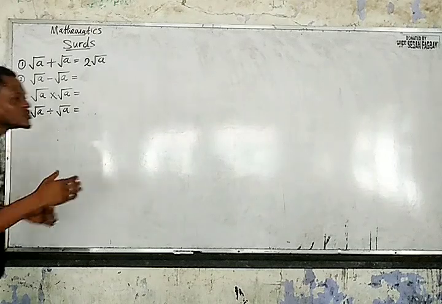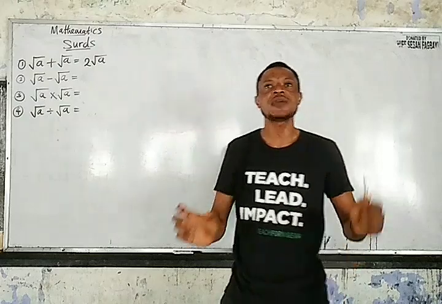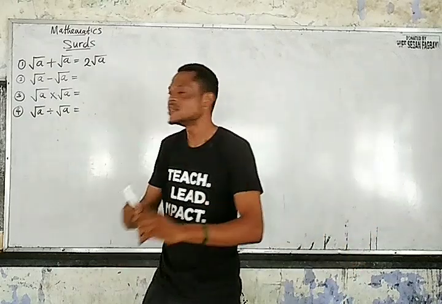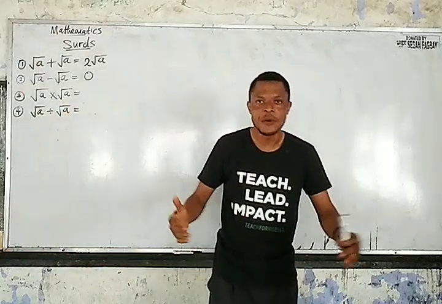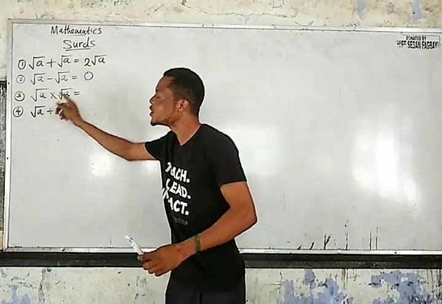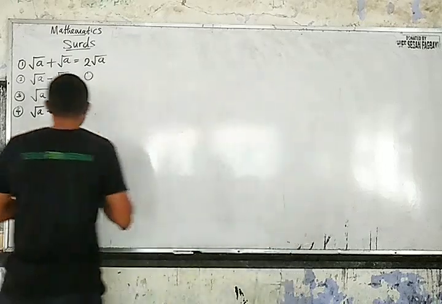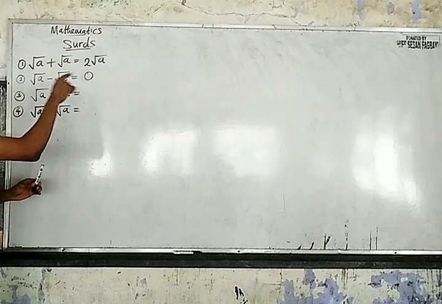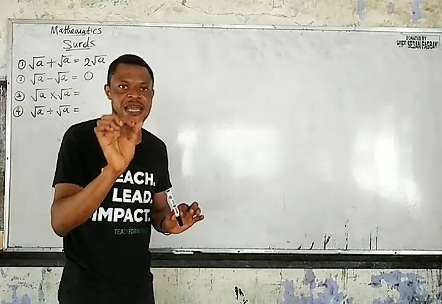Likewise, when it is root a minus root a, you have a root a and you are asked to remove the root a. You will be left with what? Nothing. So we have 0. Furthermore, root a multiplied by root a. Here, we will solve it like this. The roots multiplied by the roots will cancel each other. You will be left with a.